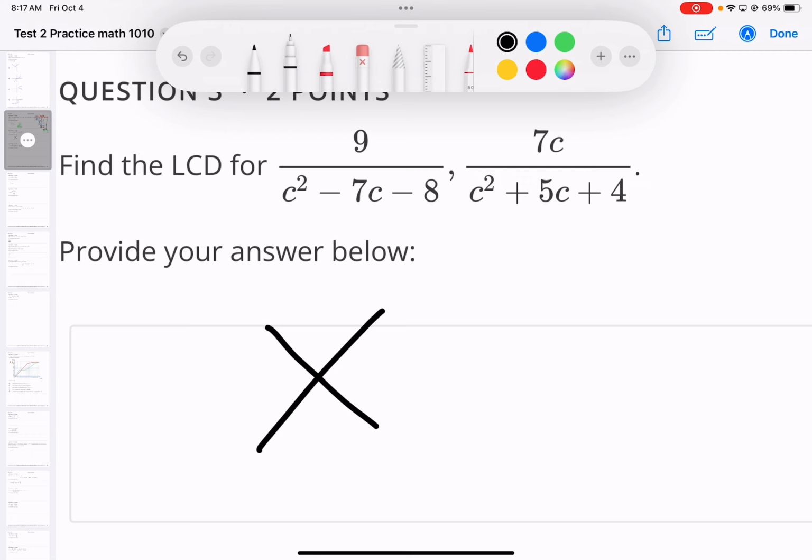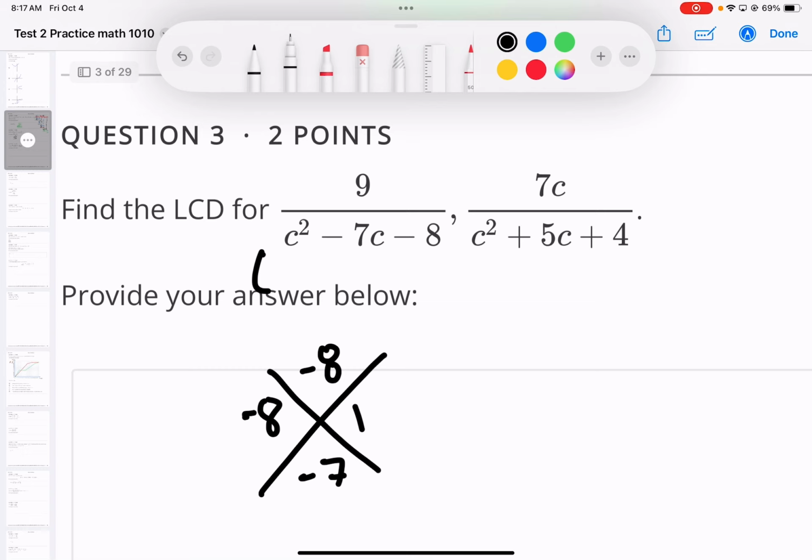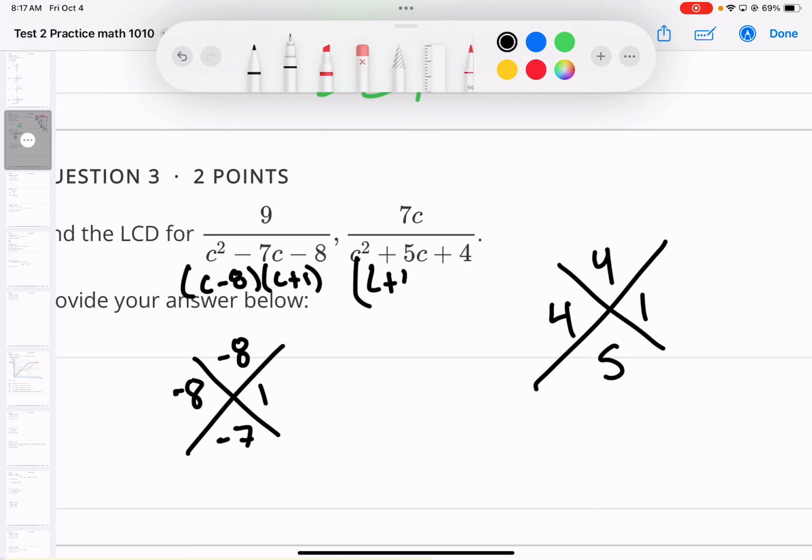So what we're going to do is factor each one of these. I got a -8 and a -7, and that's going to give me a -8 and a +1. So this right here I could rewrite as c minus 8 and then c plus 1. Over here I've got a 4 and a 5, so that's a 4 and a 1. So that's c plus 4, c plus 1.